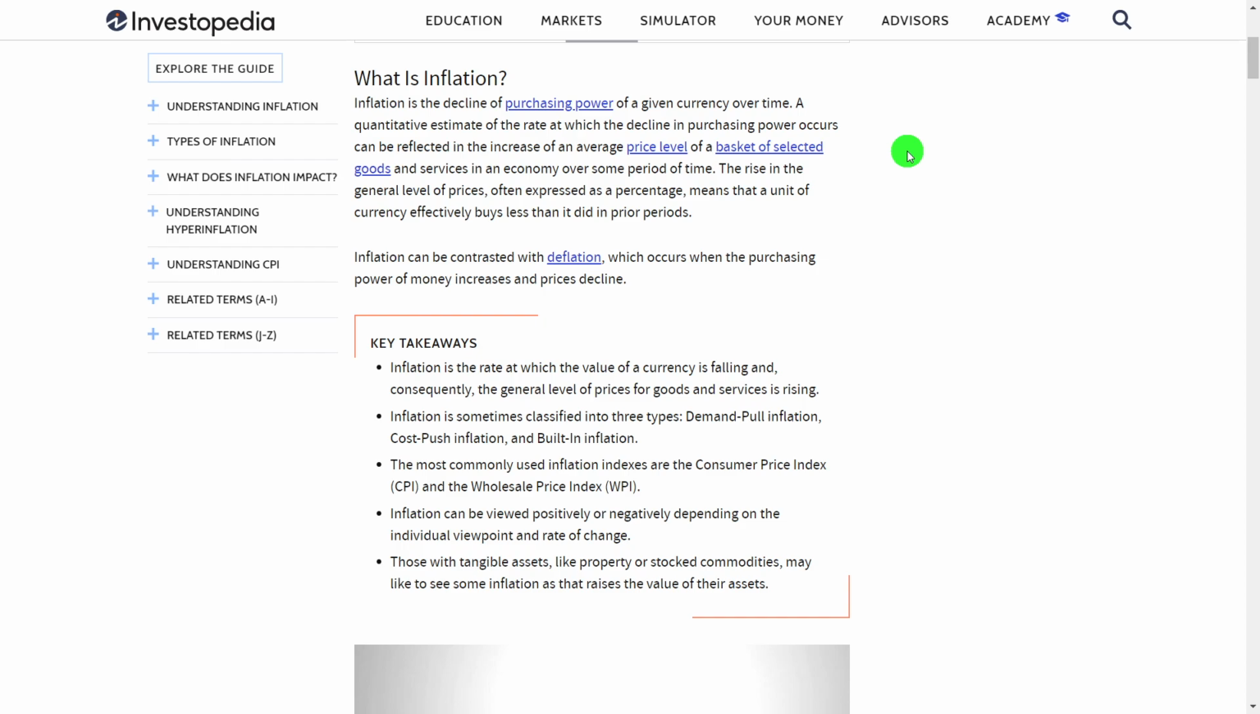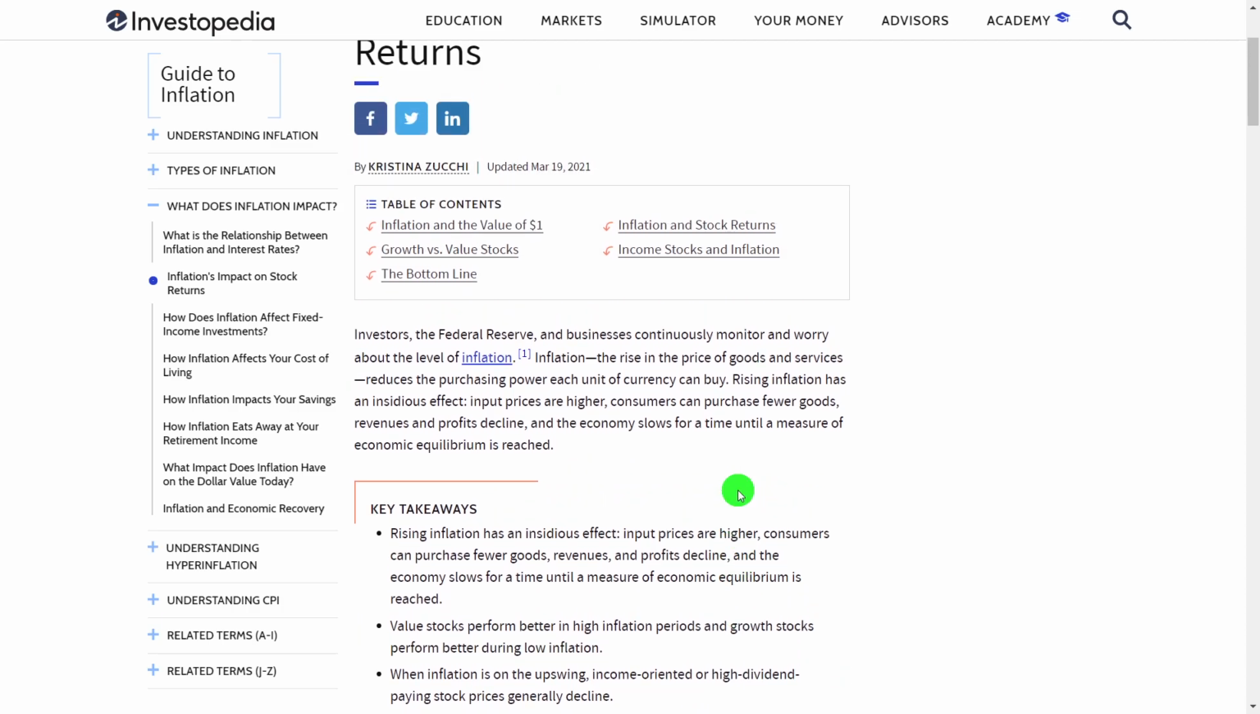So what is inflation? Well, inflation is the decline of purchasing power of a given currency over time. A quantitative estimate of the rate at which a decline in purchasing power occurs can be reflected in the increase of an average price level of a basket of selected goods. So let's have a look at the key takeaways here, which is pretty important. Most commonly used inflation indexes are the Consumer Price Index, the CPI, and that's what we'll be touching upon today. So on to the next slide, on the next web page.